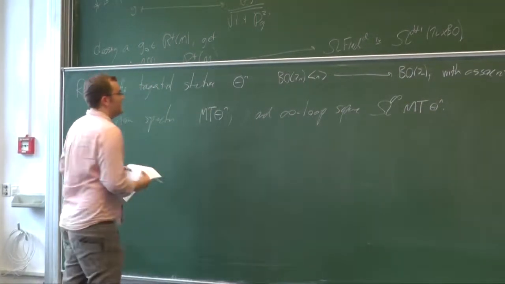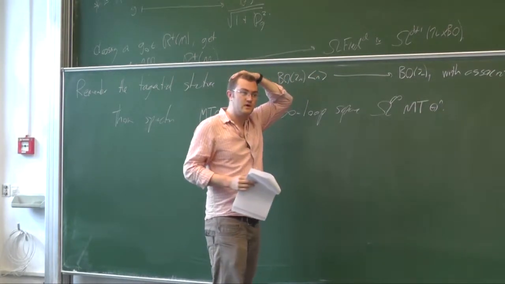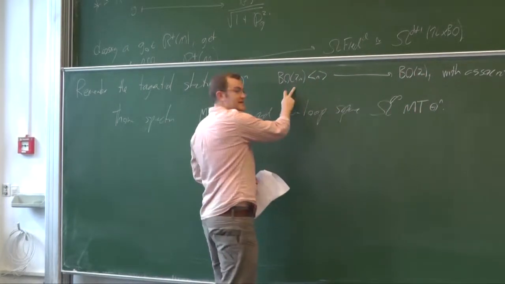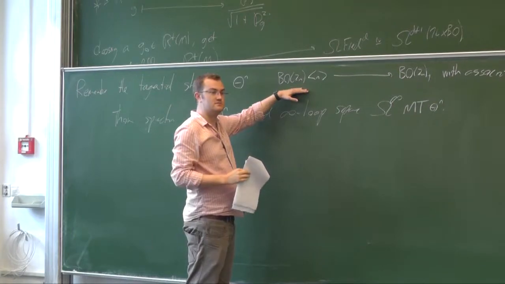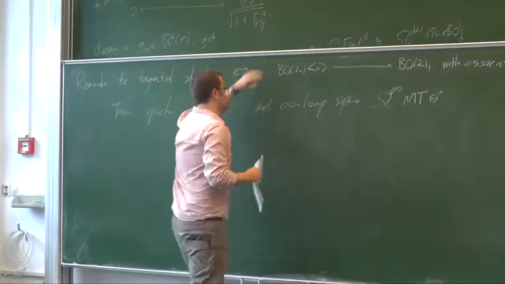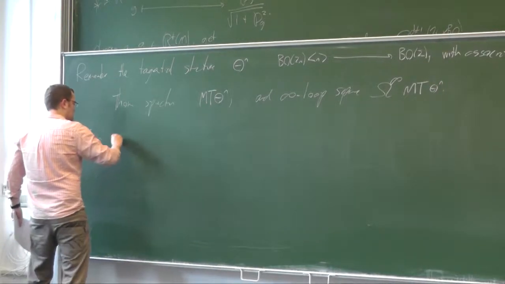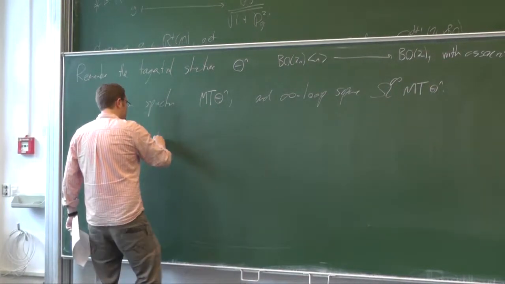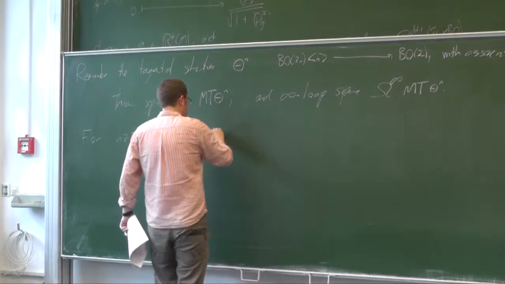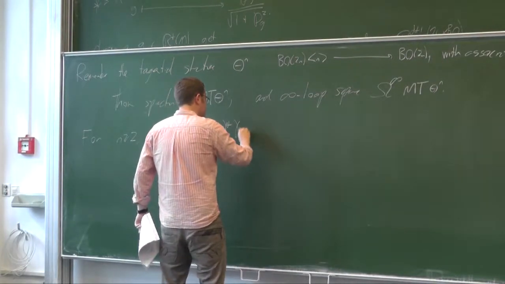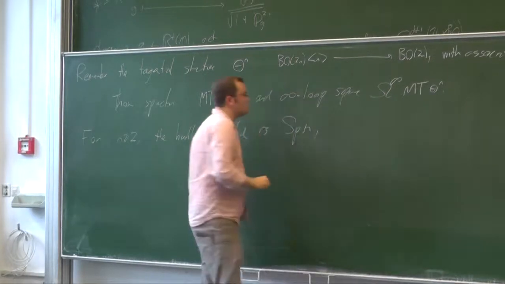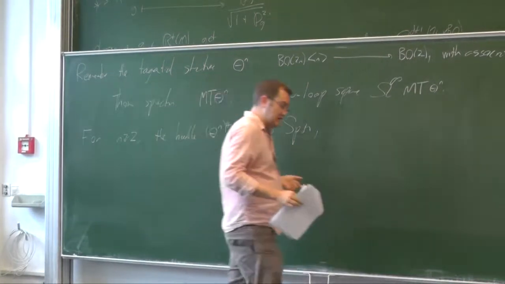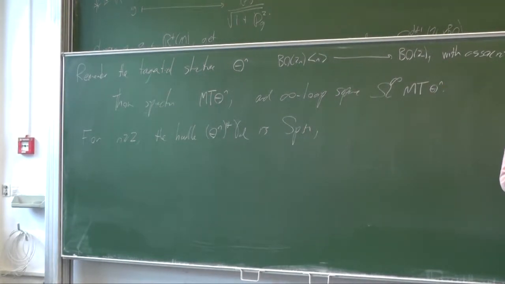Okay? Now, if n is at least 2, so we've taken a 2-connected cover of BO2n, then the bundle that this pulls back to here is spin, because this space is 2-connected, and so any bundle is spin. So for n at least 2, the bundle theta n star gamma d is spin. And that means that its Thom space, or spectrum, has an orientation, or has a Thom class, if you like, in real K-theory.